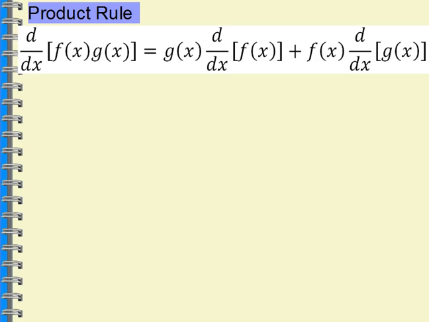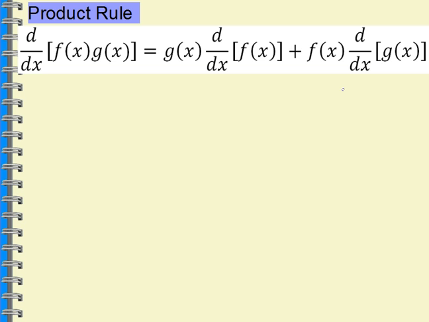Now, there are two rules that we're going to look at here called the product rule and the quotient rule. They get a little more involved, but still not as bad as what you may think. First, the product rule tells us that if you have a derivative of a product of functions, that's equal to the second function times the derivative of the first plus the first function times the derivative of the second.